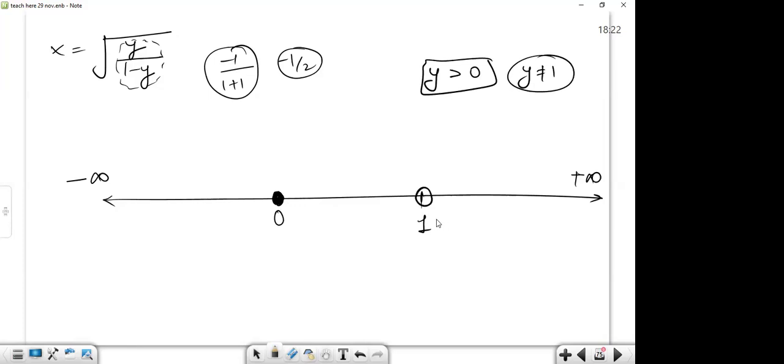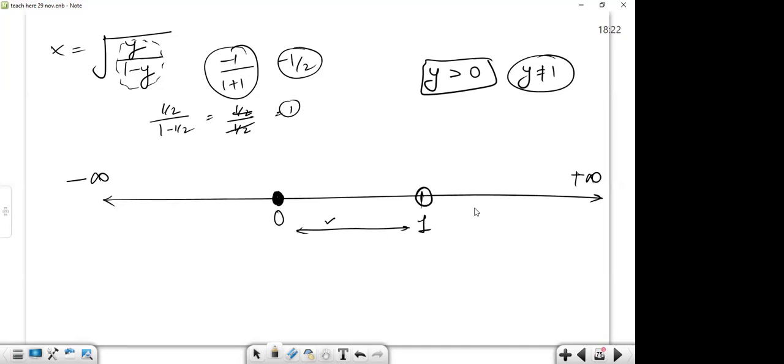Now we are very sure about all the values lying between 0 and 1. Let's check for half. Half upon 1 minus half becomes half upon half, which is 1. So that's a positive value, not a problem. So all the values between these, we can consider them.